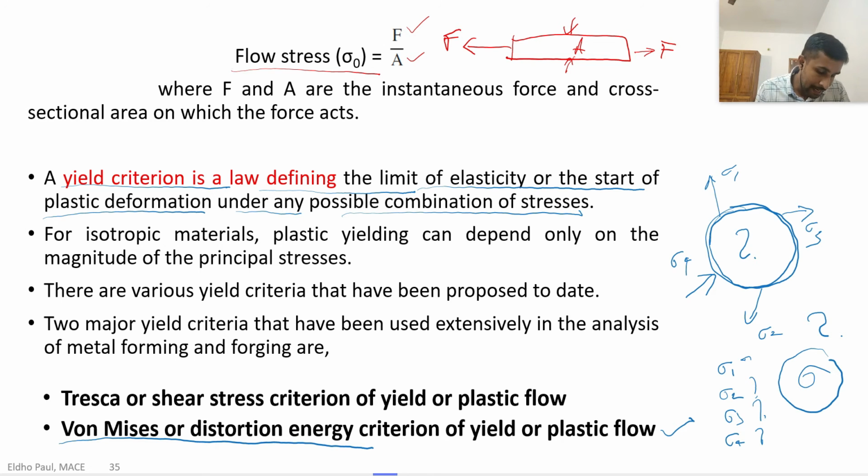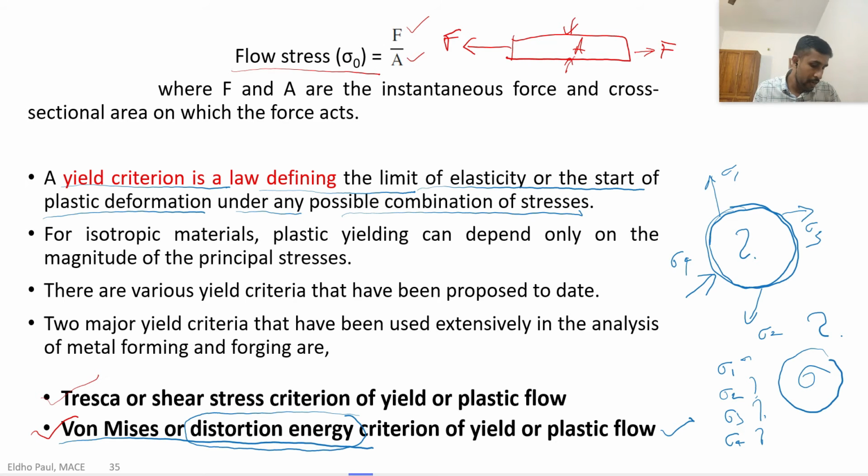The Von Mises yield criteria is basically the distortion energy criteria. Another term is distortion energy criteria, because the Von Mises yield criteria is developed based on the distortion energy. I will explain what that is later. So that is the first yield criteria, the Von Mises yield criteria. The second yield criteria is Tresca's, or the maximum shear stress yield criteria.